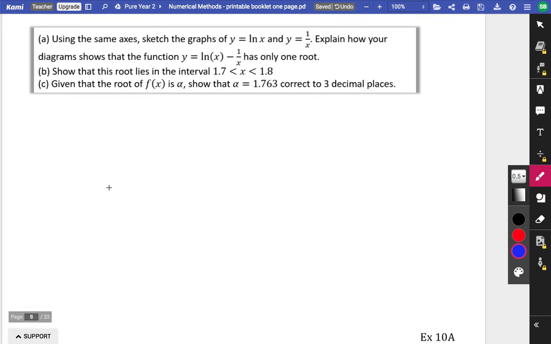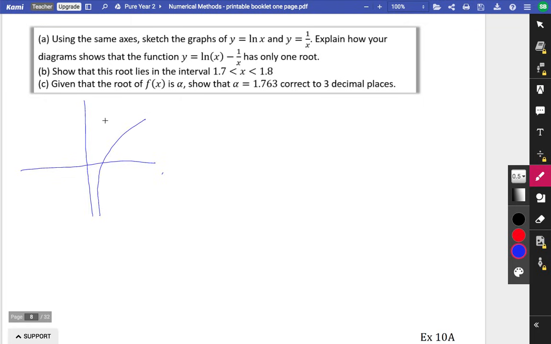Okay, nearly there for this first bit. So this time it says, using the same axes, sketch the graphs of y equals ln x and y equals 1 over x. Explain how your diagrams show that the function y equals ln x minus 1 over x has only one root. Okay, so first of all, let's do the sketching and see what happens. So I'm going to draw my two sets of axes that I've got here. Now we know that an ln graph looks like this kind of shape.